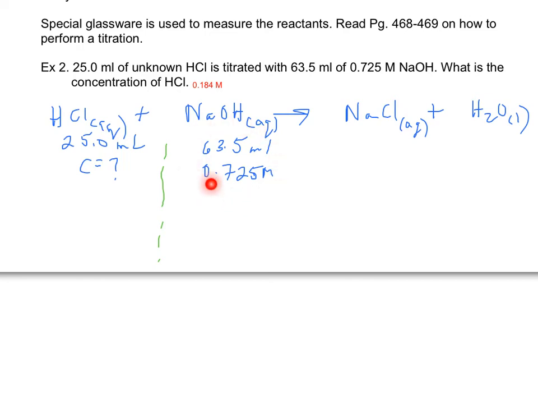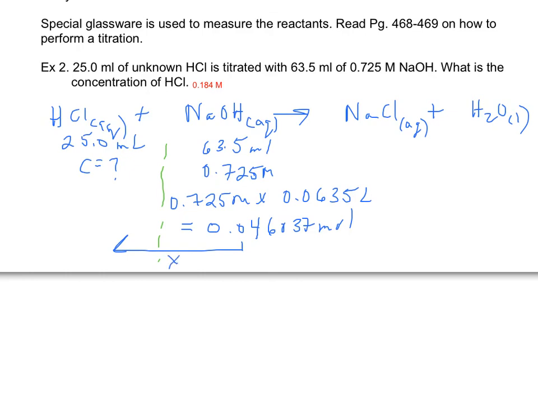Because I have complete information about this solution, the concentration and the volume, I can use C equals N over V to find the moles of sodium hydroxide used. If I take the concentration times the volume in liters, that will get me moles. To convert into HCl, I need to times by a mole ratio. In this case, it's 1 to 1.